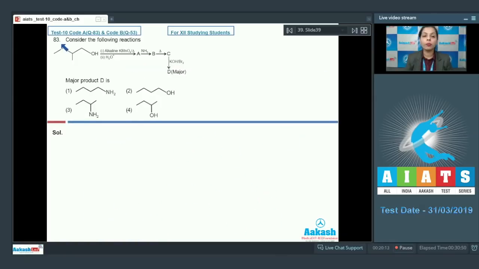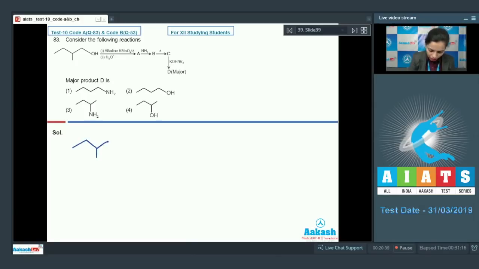After that, question number 83. Consider the following reaction. We have the reaction sequence here. We have this alcoholic group. It is treated with alkaline KMnO4 in the presence of heat, followed by acidification to give you product A. A reacts with ammonia to give you B. B when heated gives C, and further in the presence of bromine and KOH, it is forming D as the major product. We need to just identify major product D.